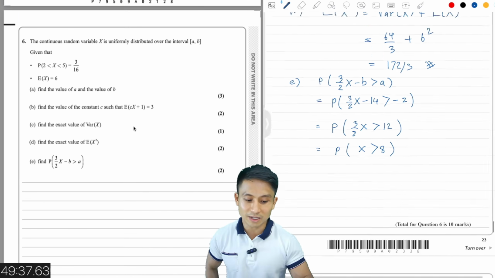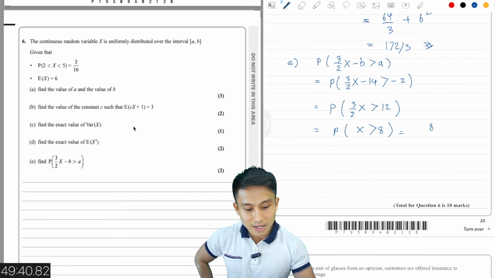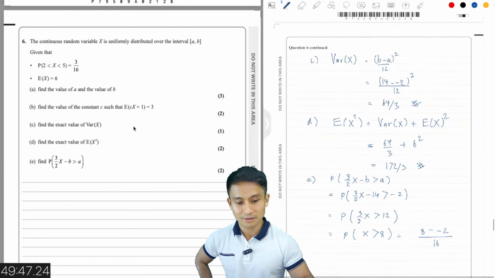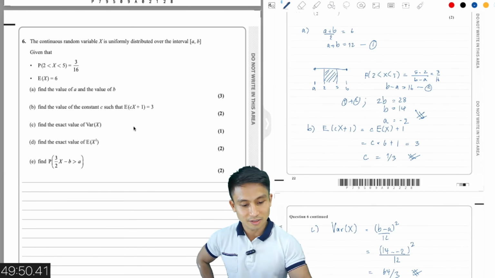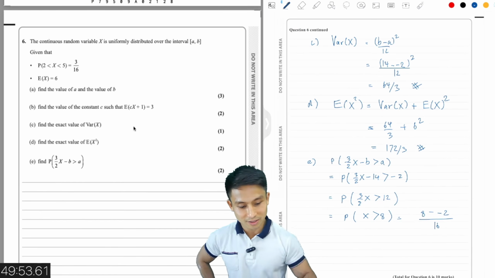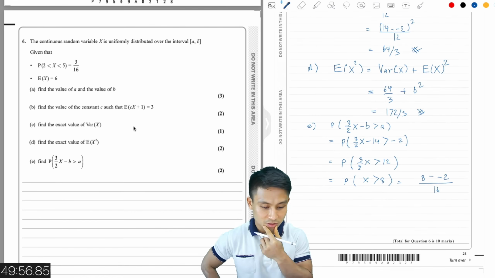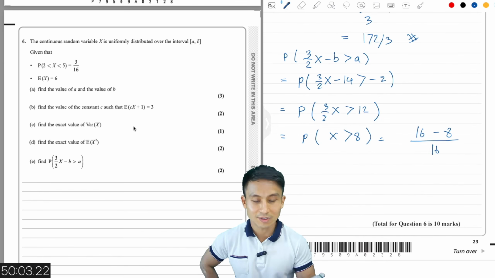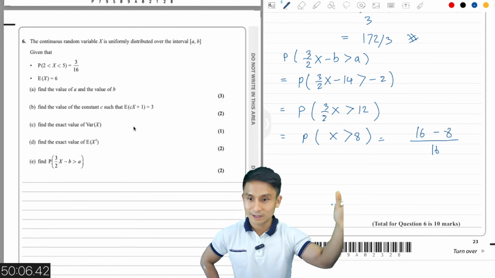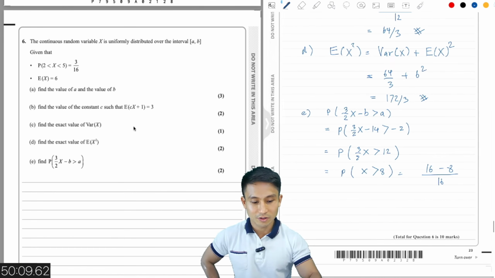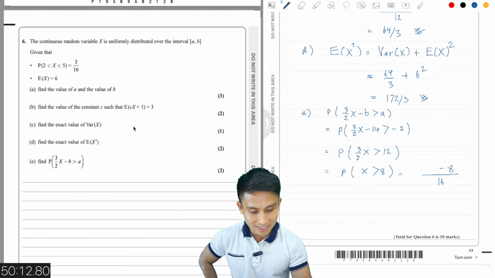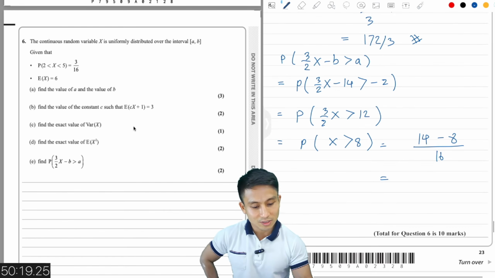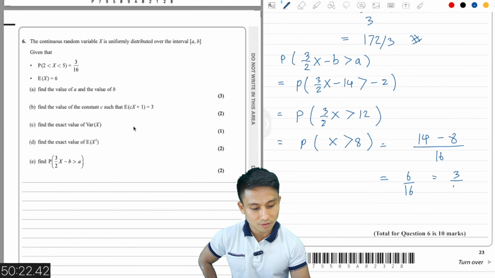So it's P of X greater than 8. So this will just be 8 minus a, which is minus 2, divided by b minus a, which is 16. Wait, no, that's for less than 8. So I need to go 16 minus 8 instead. It's on the right tail. No, it's 14 minus 8. We have to do b minus 8, right? b is 14, on the right tail. Yeah, that's about right. So this is 6 over 16, which is 3 over 8.